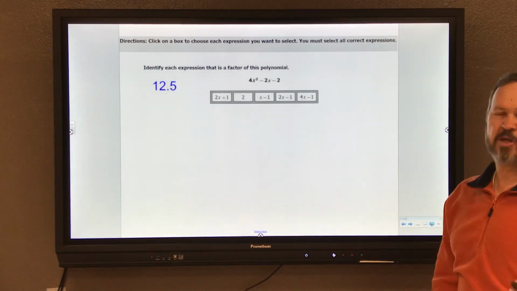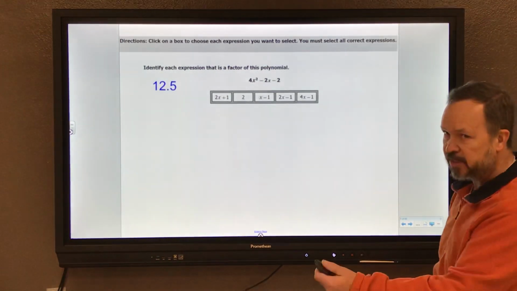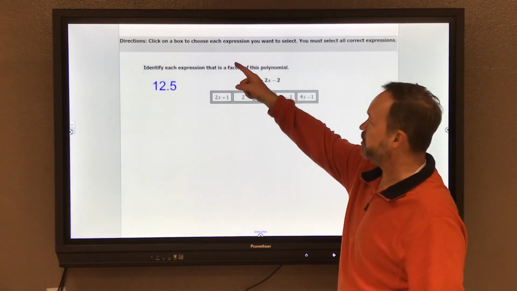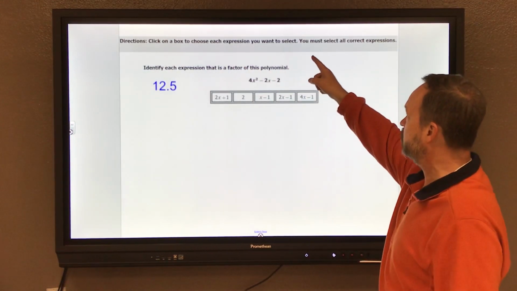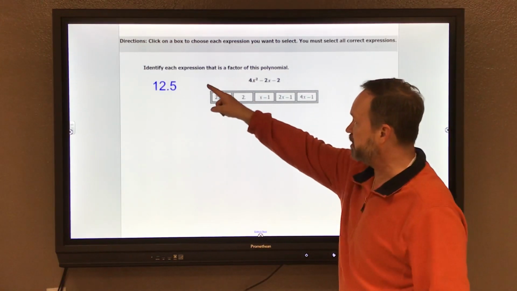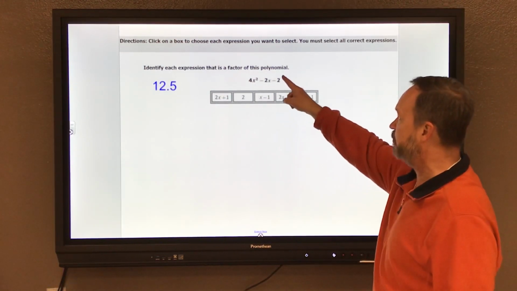If I go too fast, you can always back up and watch it over. Try to re-listen to my words and watch my work. It says directions. Click on a box to choose each expression you want to select. You must select all correct expressions. It says identify each expression that is a factor of this polynomial.